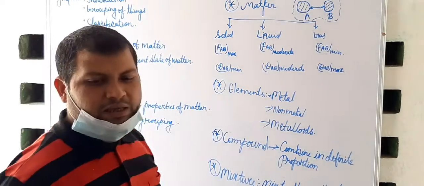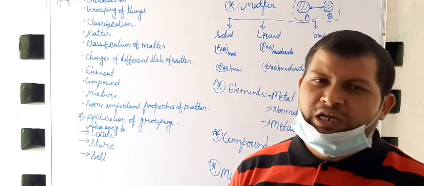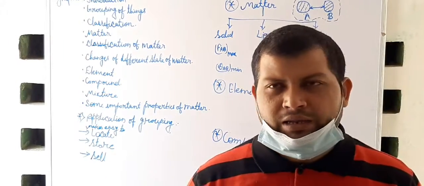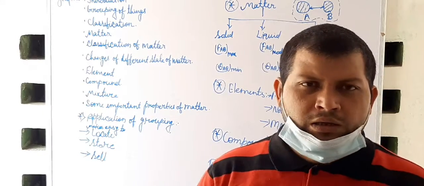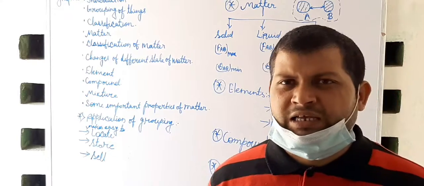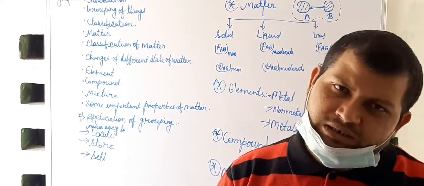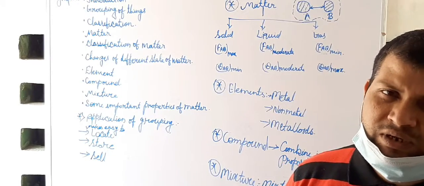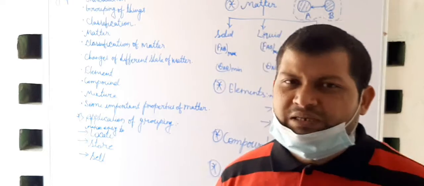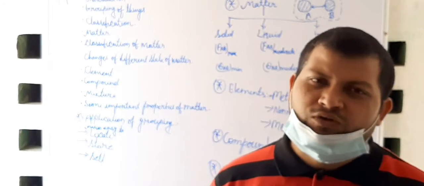So these are the states of matter. And one thing you should know: solid has definite shape and definite volume, liquid has definite volume but not definite shape, and gas has neither definite volume nor definite shape. These are the main differences between solids, liquids and gases. The melting point of solid is greater than the melting point of liquid.